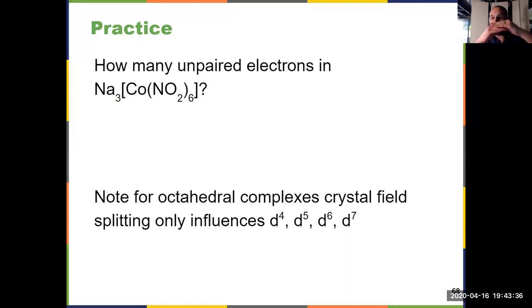That means it's got a large crystal field splitting. It's going to be a low spin complex. And with 6 d electrons, they fill 1, 2, 3 in the bottom and then pair up 4, 5, 6. So at the end of the day, you end up with no unpaired electrons.